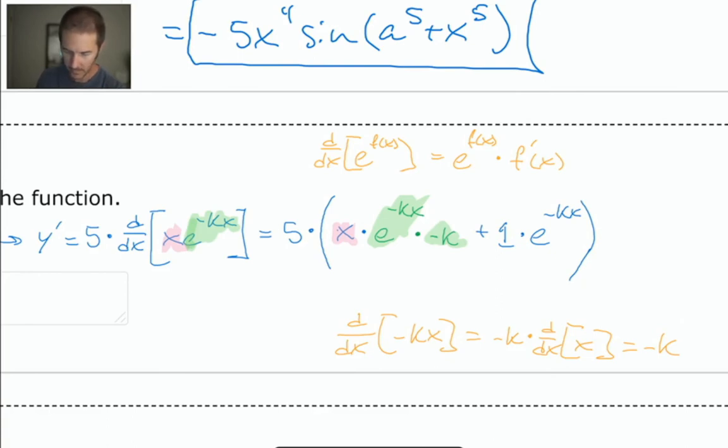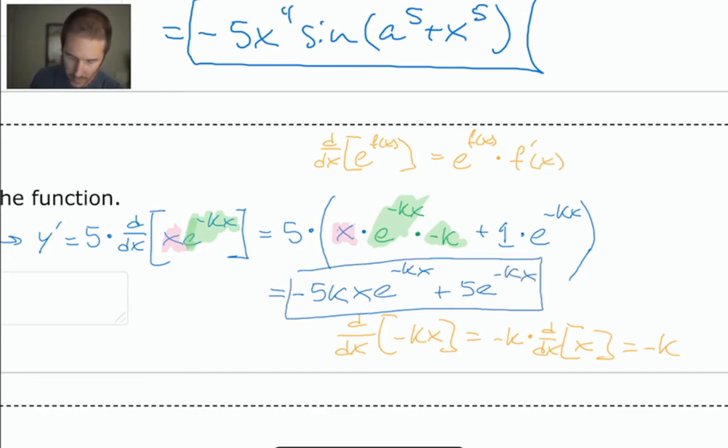Can I fit the rest of this? So this is just a matter of cleaning up. Let's get an equal sign in here back to blue. And I'm going to distribute all at the same time. So the 5 is getting multiplied into that first term. There was a negative sign from the negative k, and then there was a 5, and there's a k, and there's an x, and there's an e to the negative kx. And then the 5 is also distributing out here to the second term, so that is plus 5e to the negative kx. This is an acceptable final answer.